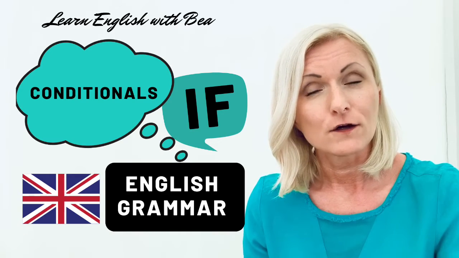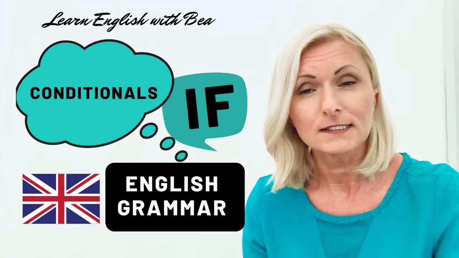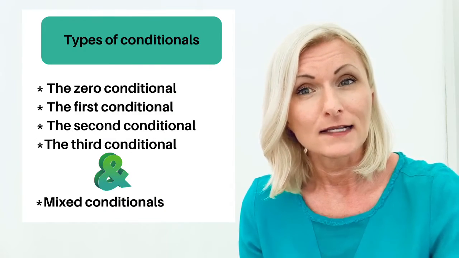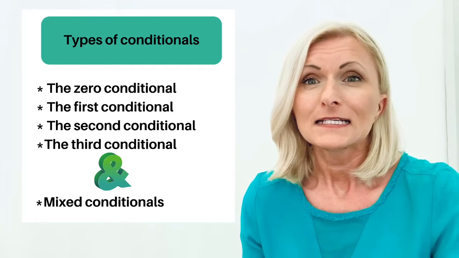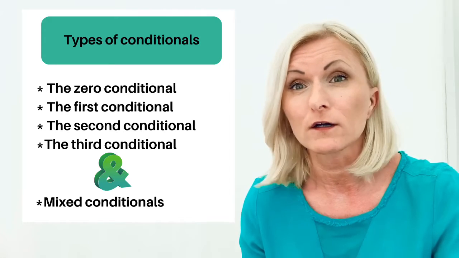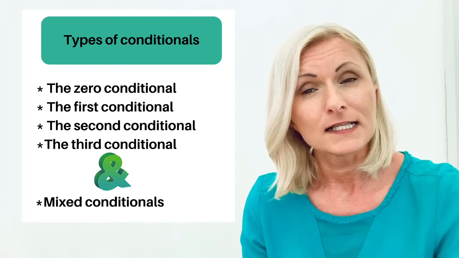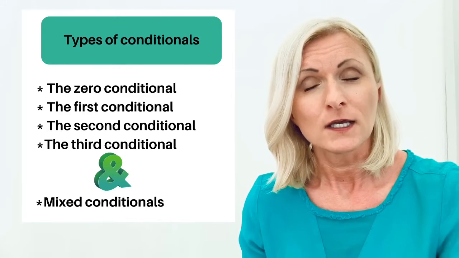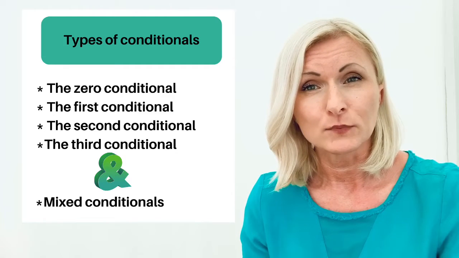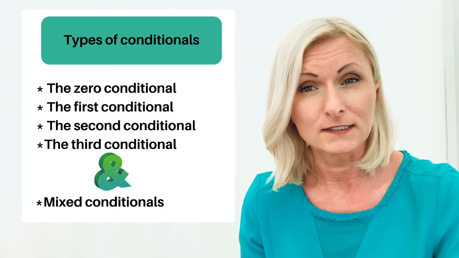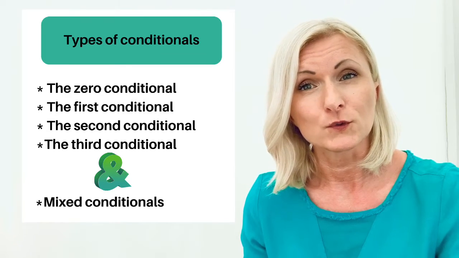In English, there are four types of conditional sentences: the zero conditional, the first conditional, the second conditional, and the third conditional. In addition, we also have mixed conditional sentences, which we are not going to cover today, but this lecture is going to be a good base for you for the continuation, because I think it's very important to be 100% confident with all these four conditional sentences before you can move on to mixed conditional sentences.